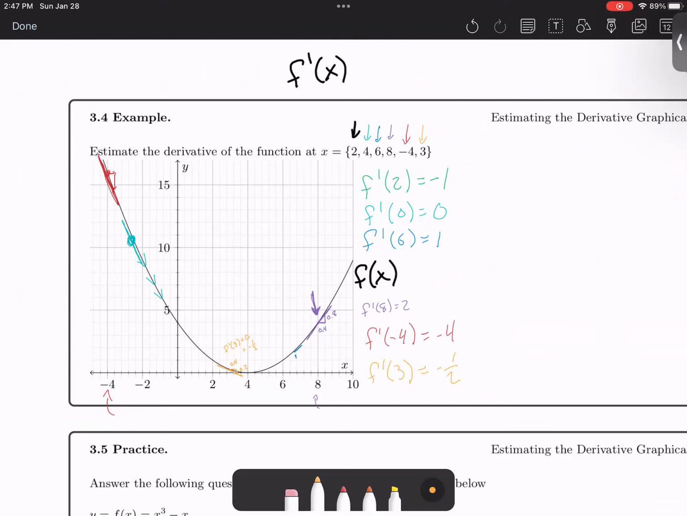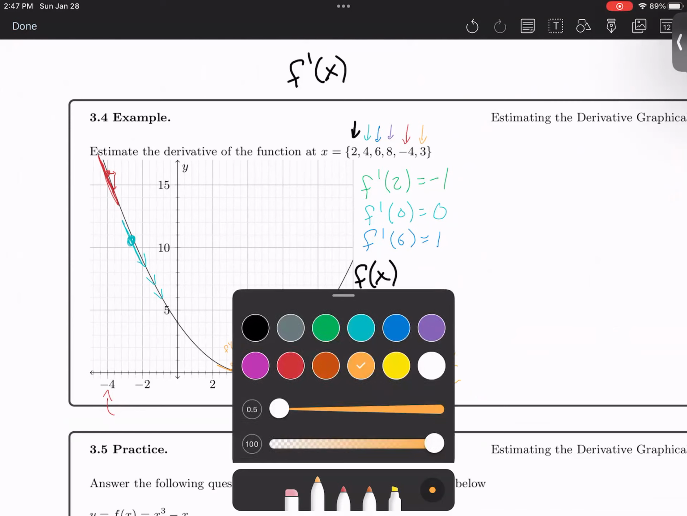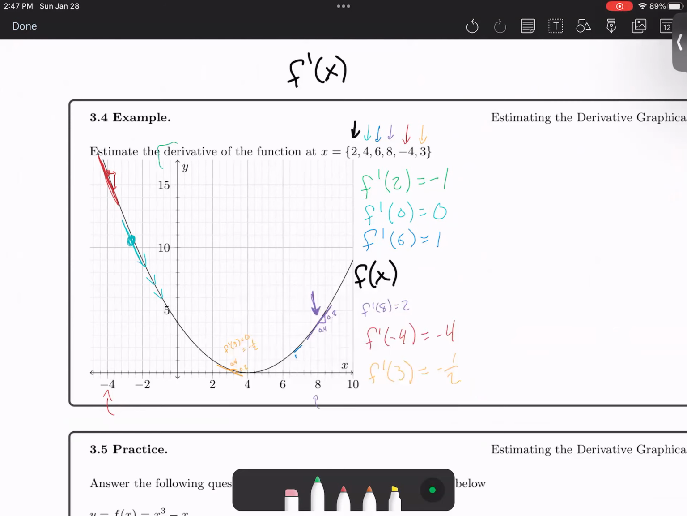So the big idea here is the derivative is a function of x, and it gives me the slopes of my tangent lines. It gives me the slopes of the original function f of x.